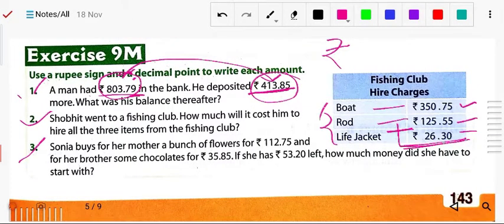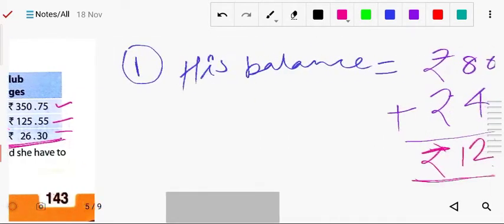Sonia buys for her mother a bunch of flowers for rupees 112.75, and for her brother some chocolates for rupees 35.85. If she has rupees 53.20 left, how much money did she start with? That we have to find, meaning exactly how much total money Sonia had at the start.